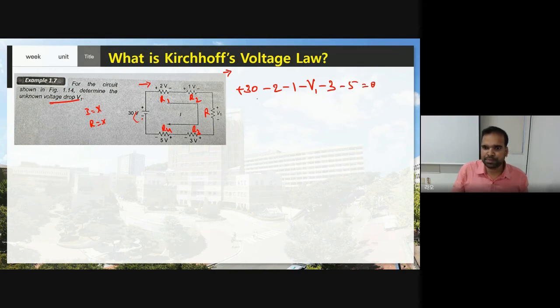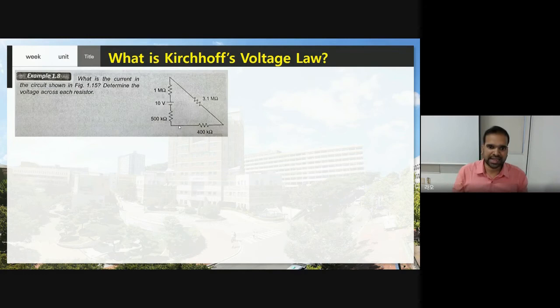So see here, simply 30 minus 2 minus 1 minus 3 minus 6 and minus 11, minus V1 equal to 0. Therefore, V1 equal to 19 volts. We already found this. Now what you have to understand? By using KVL, you can find the unknown parameter in the circuit. Yes or no? Yes.